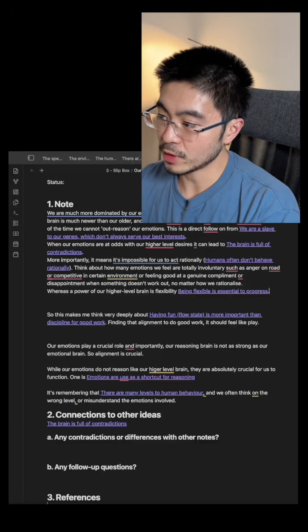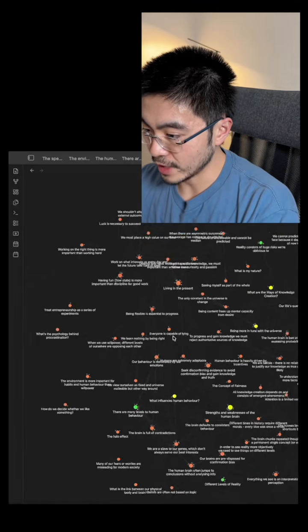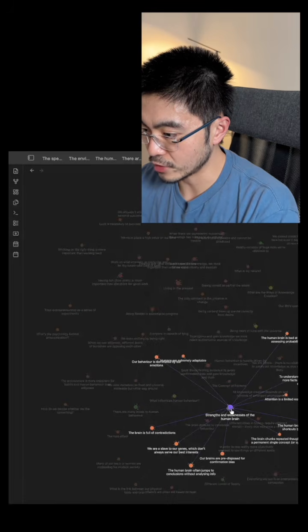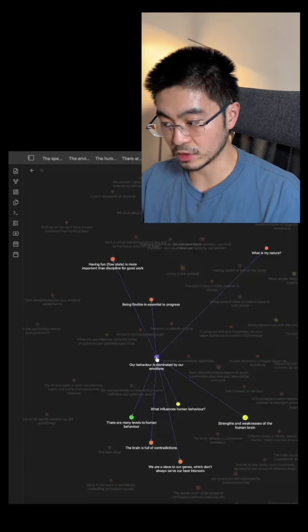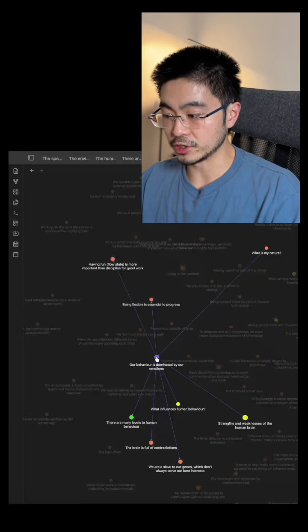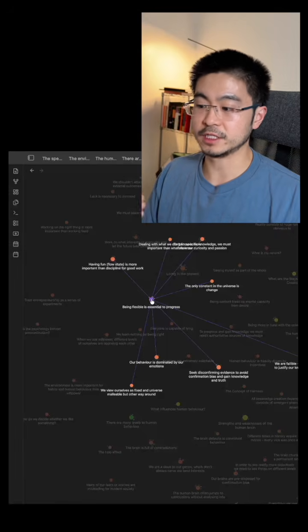So now if we go back to our graph view and find where it is here, strengths and weaknesses of the human brain, our behavior is dominated by emotions. And now we have a direct connection between these two points: our behavior being dominated by emotions to being flexible is essential to progress. And it's constantly through this process of playing around with the graph view and just for fun, following these connections, following different arguments, following different lines of thought, that a lot of new connections will emerge. And as you form new connections, new thoughts will sprout from those. And that's basically how I'm using it.